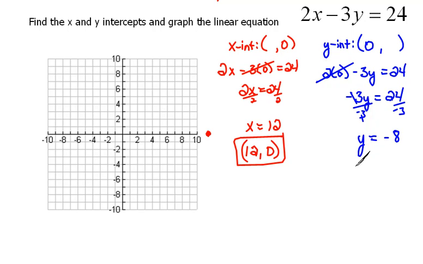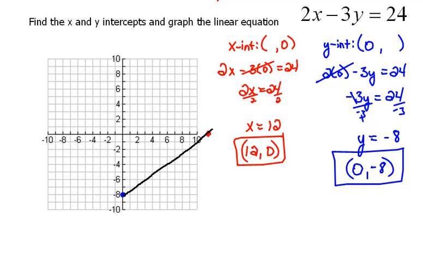So this would be the point where x was 0, y is negative 8. There's our y-intercept. And to plot that, we'd go nothing in the x direction, down 8. So my line would look like this. Just like that.